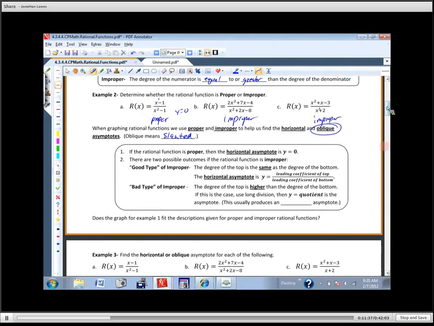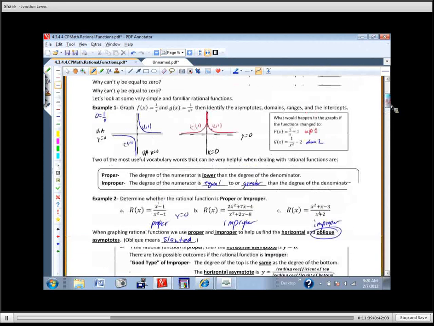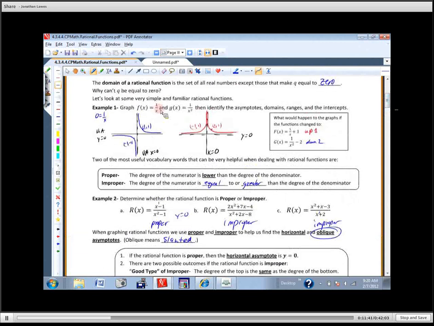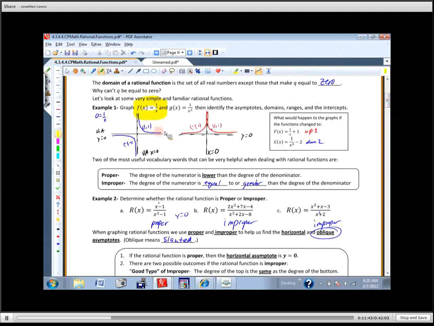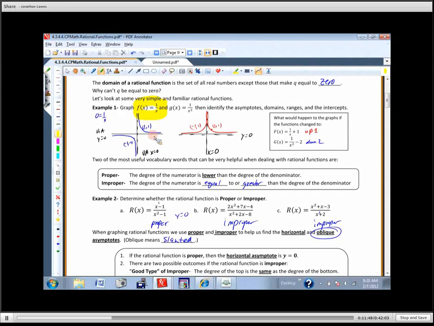Okay, now let's come up here and let me show you something that you already know how to do. Okay, look at this right here. Proper or improper? 1 over x. Proper. What's the degree of the top? 0. What's the degree of the bottom? 1. So it's proper. What's the horizontal asymptote? Y equals 0. Didn't we figure that out right here?